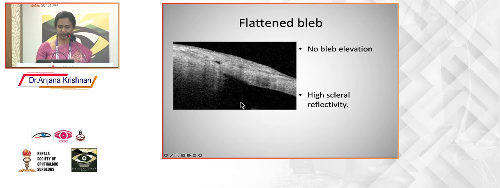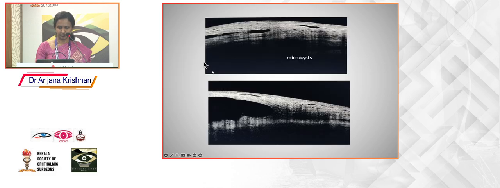And a flattened bleb or a failed bleb, the difference in bleb elevation is difficult to evaluate, and there will be high reflectivity. The scleral reflectivity along with the bleb area will be almost the same. Here we can hardly make out the edges of the scleral flap. So microcysts in the bleb wall help in assessing the functionality. In this picture, I hope you can see multiple microcysts.